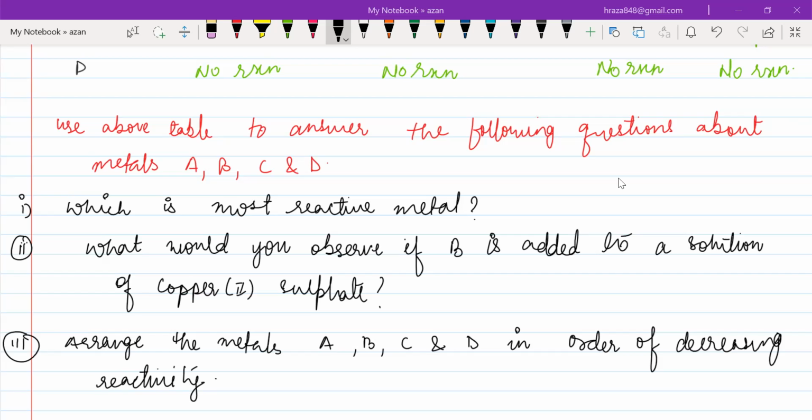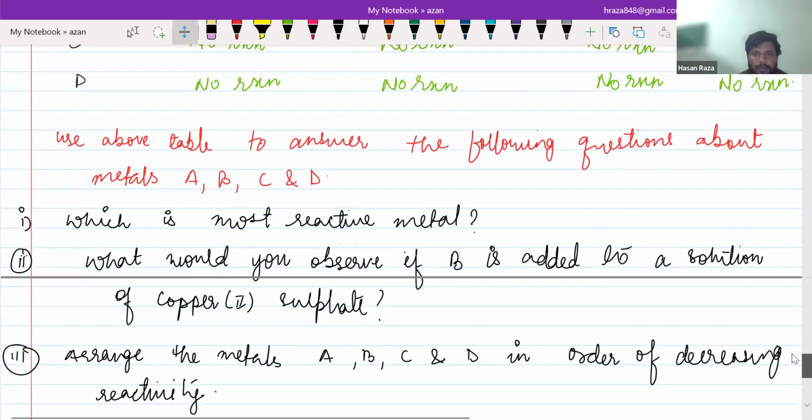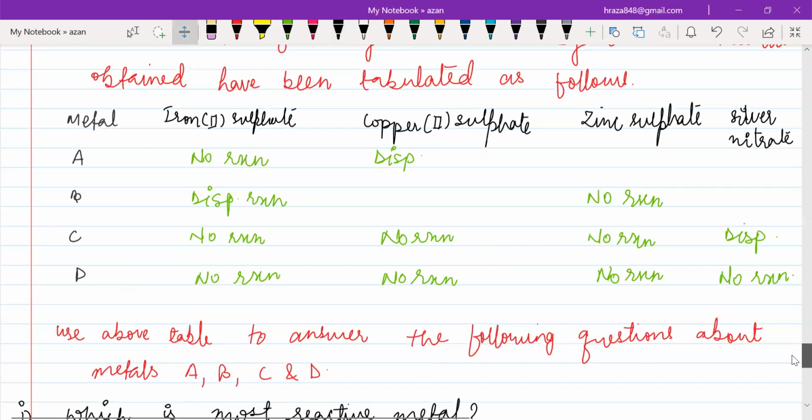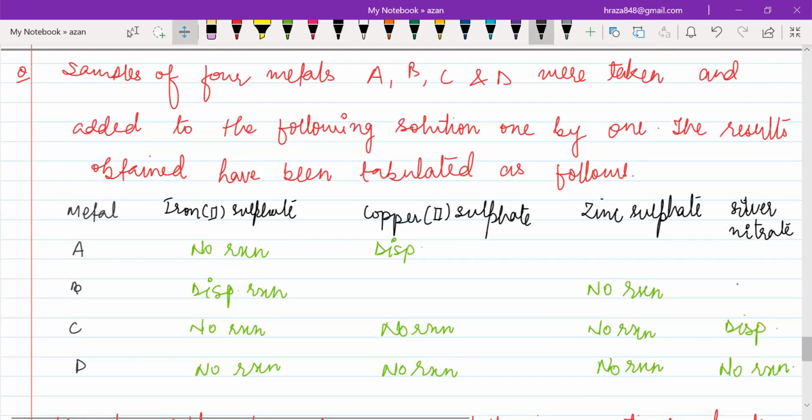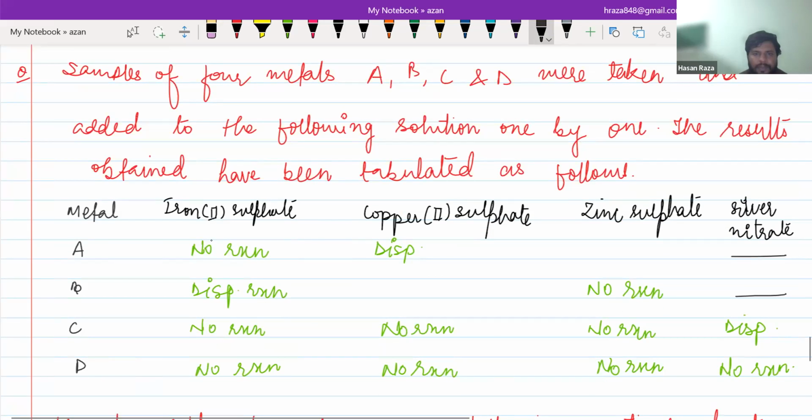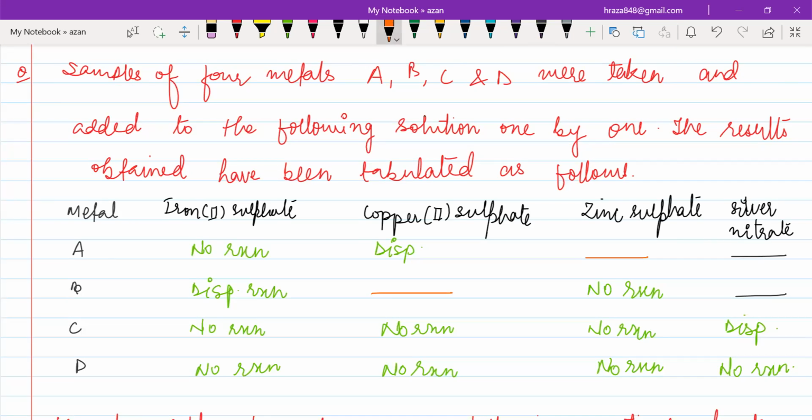Sir, can you show the table? What do you need to see? Okay, the table. Didn't you write the table? Last part. So this is basically like this. We don't need to fill this. This is empty. Okay. Please do it.